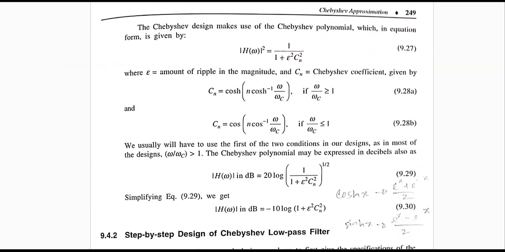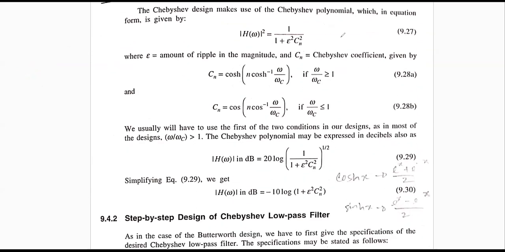For the Chebyshev design, Chebyshev polynomials. So this is the famous Chebyshev polynomial, where Cn is equal to cos inverse of omega divided by omega c. At the very beginning, it might look very difficult to understand, but once you go over it 1 or 2 times, it looks very easy. Not very difficult to understand.